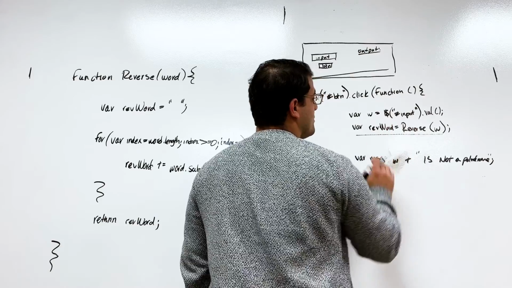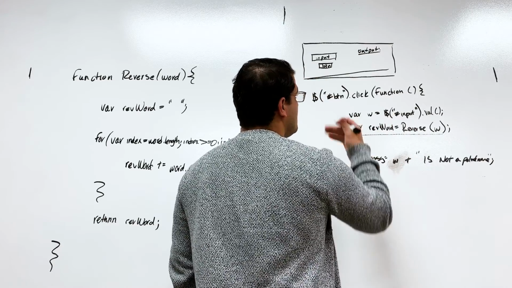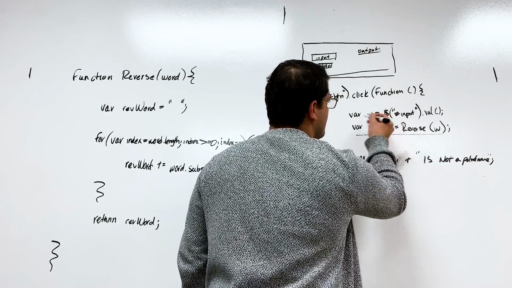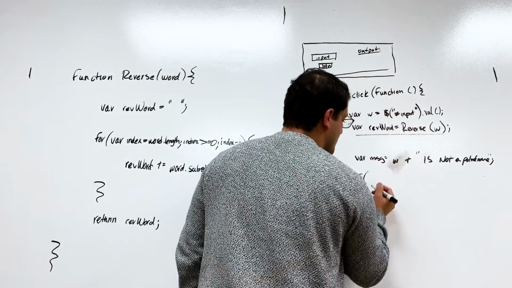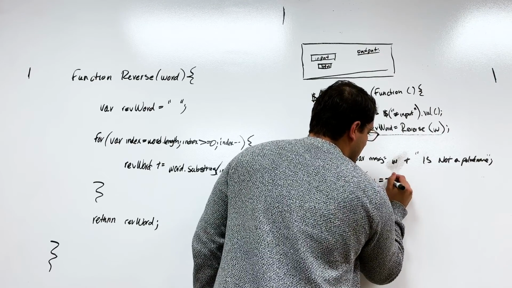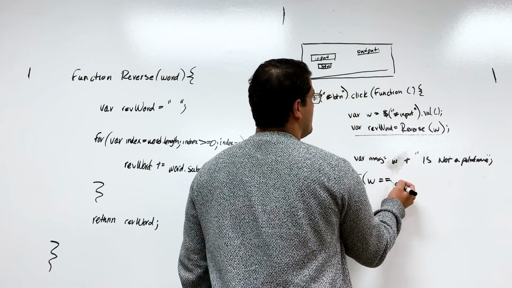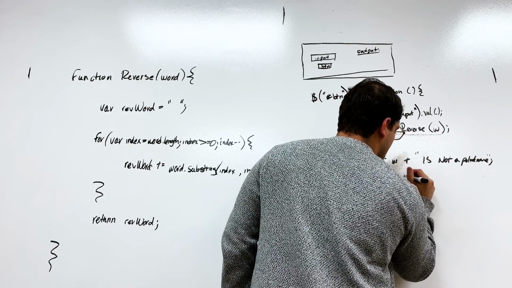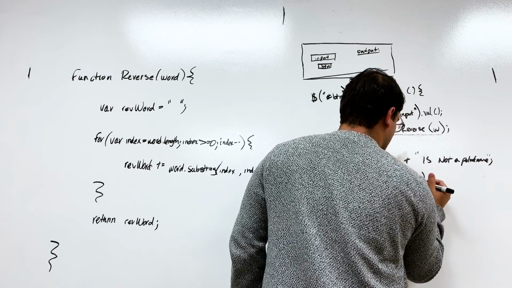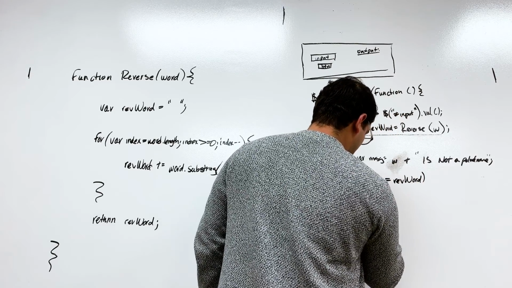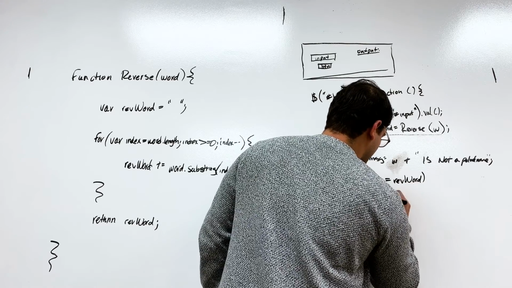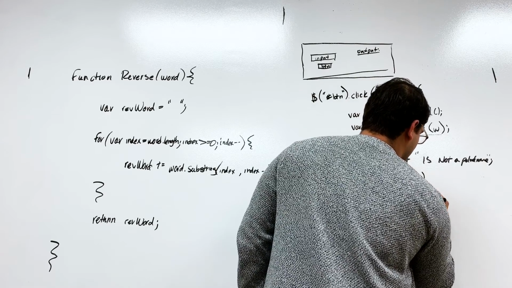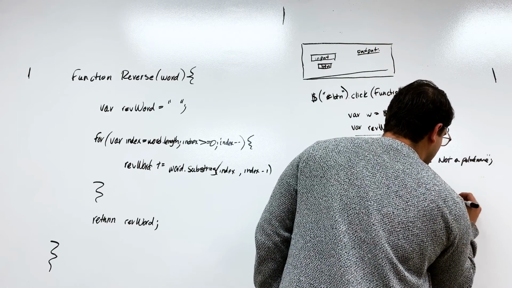So these variables that we created earlier, where we're retrieving information from our input boxes, we're going to compare them. So var w, which is the user's input, we're going to compare it by saying if it is equal to revWord, then what we wanted to do is to display the message, w is a palindrome.